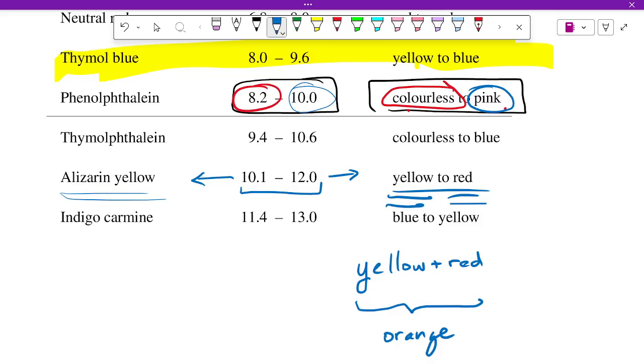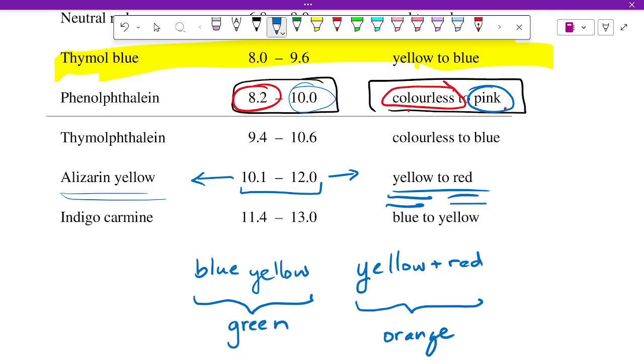What do we get if we combine blue and yellow? We get green. Why am I asking you such simple questions? Every year there's always one person whose kindergarten teacher didn't do their job for whatever reason. And they never learned that yellow and blue make green, okay?